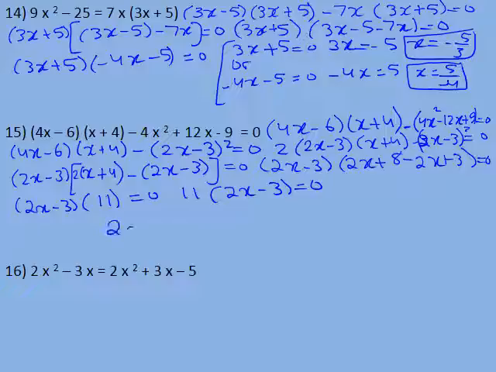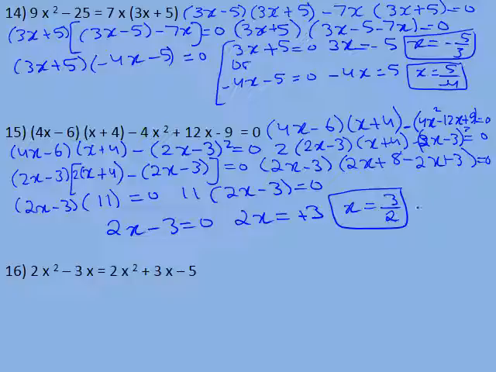So we write 2x - 3 = 0. Yes, 2x = 3, x = 3/2. Right, 3/2. This is the solution of this equation. Now, solve Ali the last one.